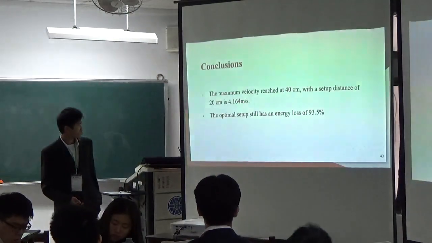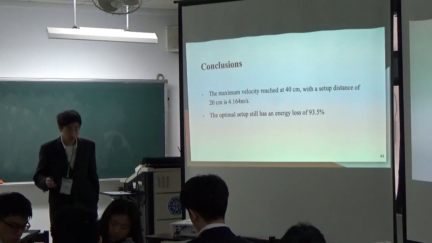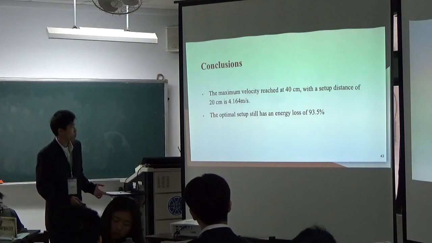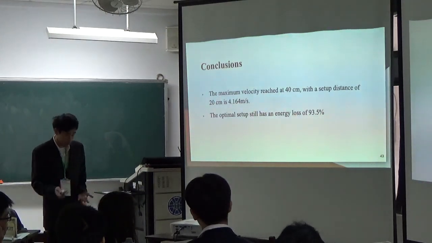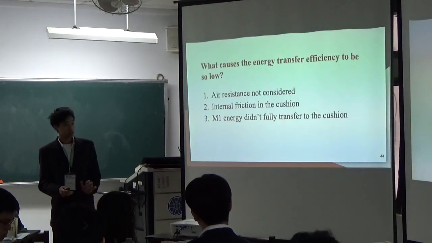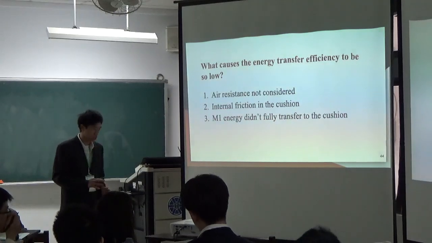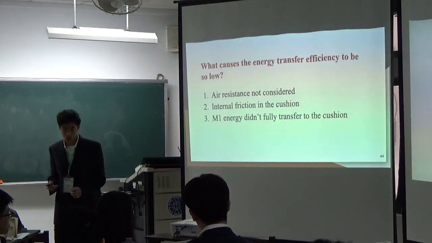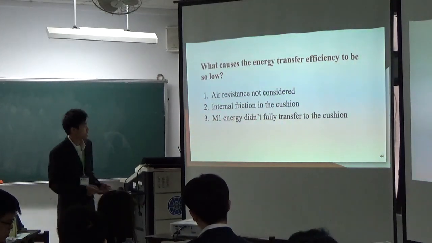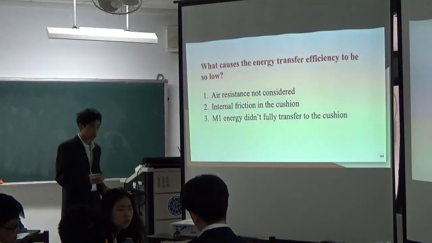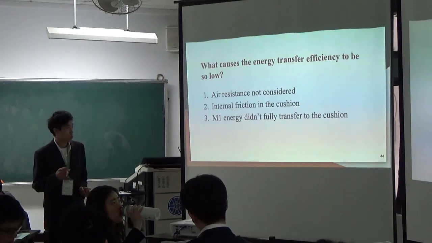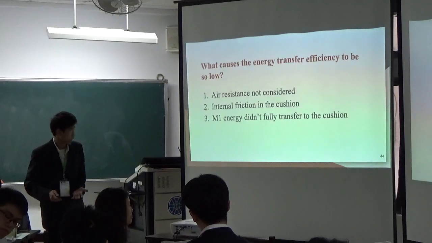So our conclusions. The maximum velocity reached, at 40 centimeters with a setup distance of 20 centimeters, is 4.164 meters per second. And the optimal setup still has an energy loss of around 93.5%. You'll notice in our graph that our energy loss is way above 90%, even at its optimal. What we think is involved is that we didn't consider air resistance. I said our initial velocity is calculated using the square root of 2gh, so air resistance will have an impact on h2.